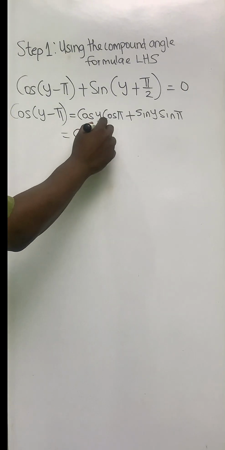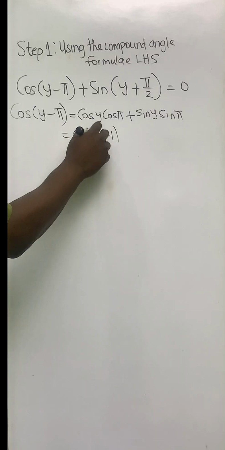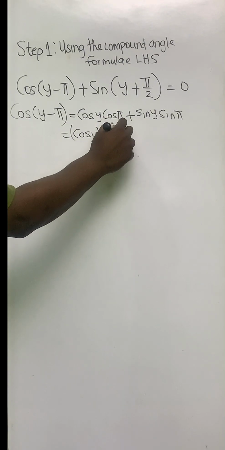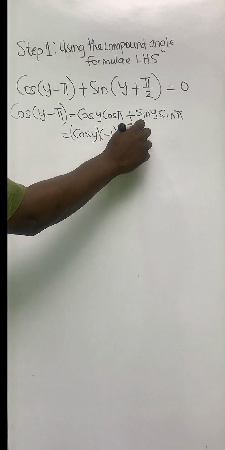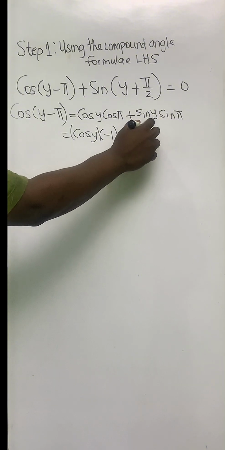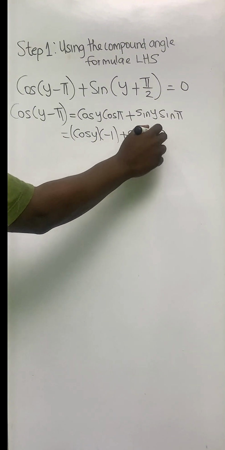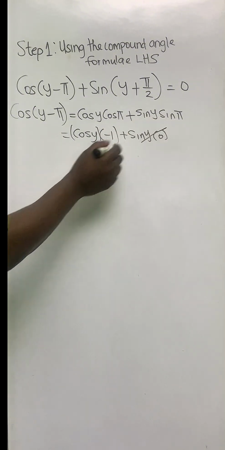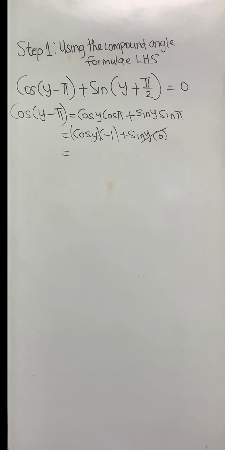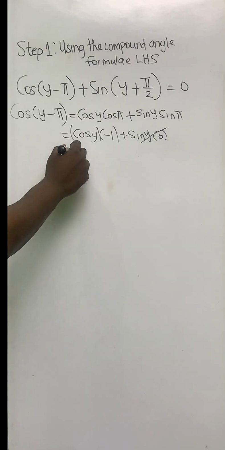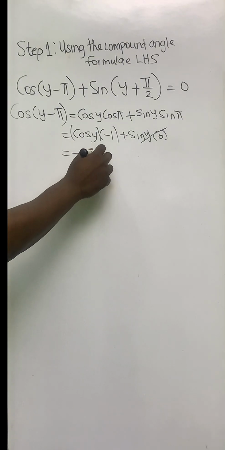So next we have cos y, then cos π is equal to -1, then plus sin y, then sin π is equal to 0. So 0 multiplied by sin y will give us 0. Then -1 multiplied by cos y will give us minus cos y.